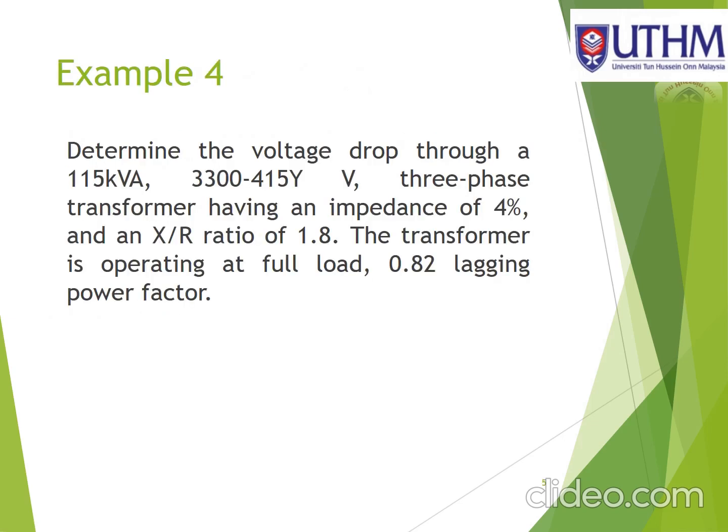So we go to example 4. Determine the voltage drop through a 115 kVA, 3300/415Y volt, 3-phase transformer having an impedance of 4% and X/R ratio of 1.8. The transformer is operating at full load, 0.82 lagging power factor.